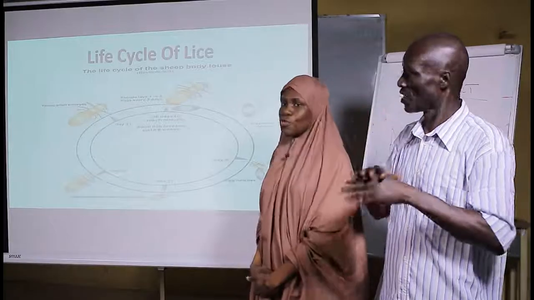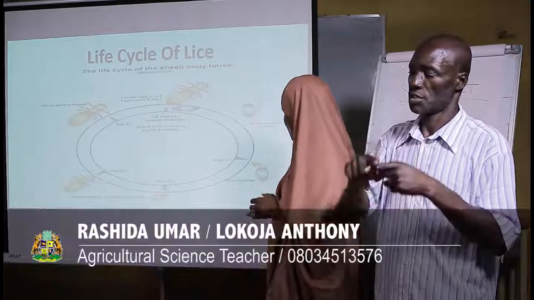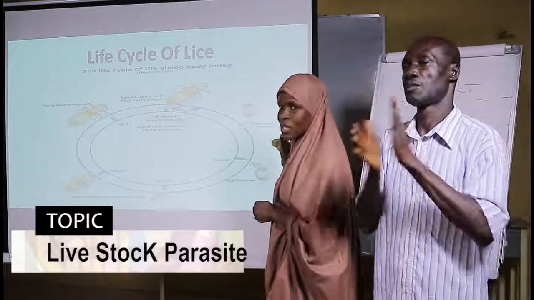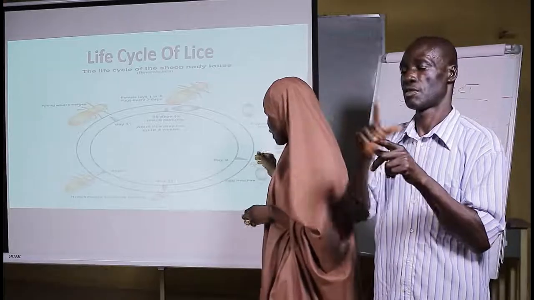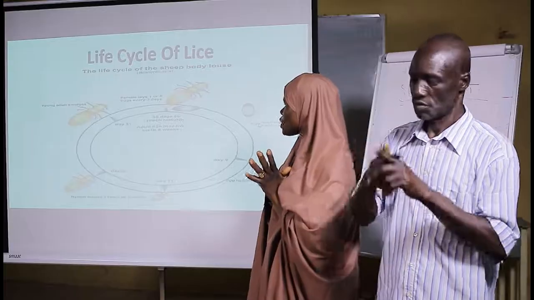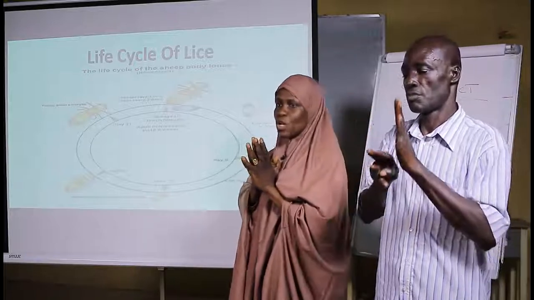Now let's look at the life cycle of lice. As you can see here, it also has about 4 stages. The adult lice normally reaches maturity in 35 days. When it matures, it lays eggs on the wool. After 9 days, the eggs develop and become larva. On the 17th day, the larva develops and becomes nymph. Then from the nymph, it grows into a young adult. From young adult, after 35 days, it reaches a maturity stage where it is ready for another egg.